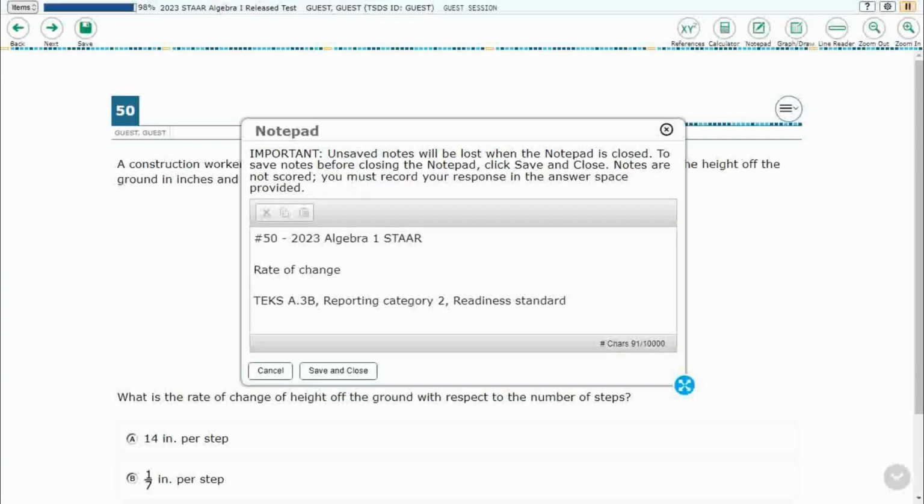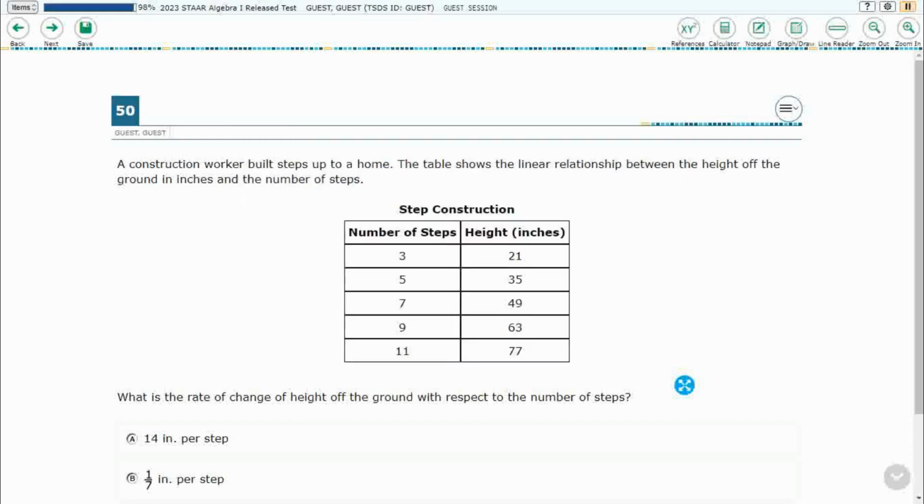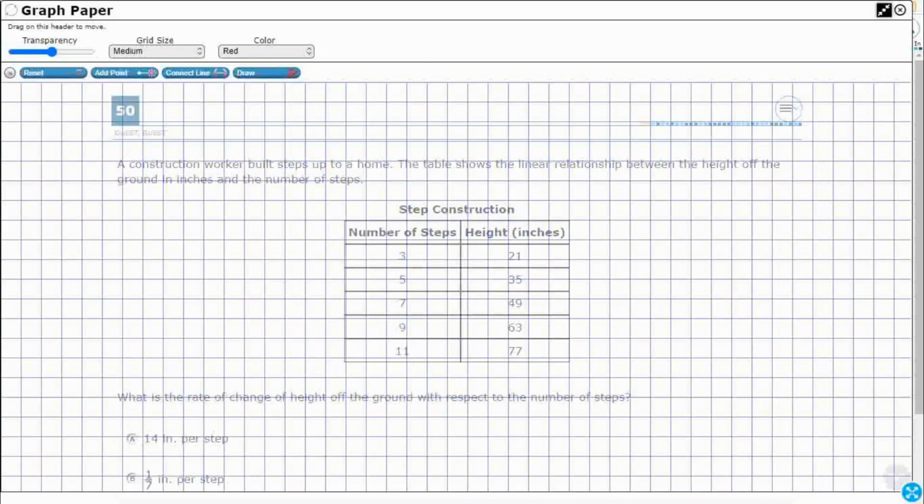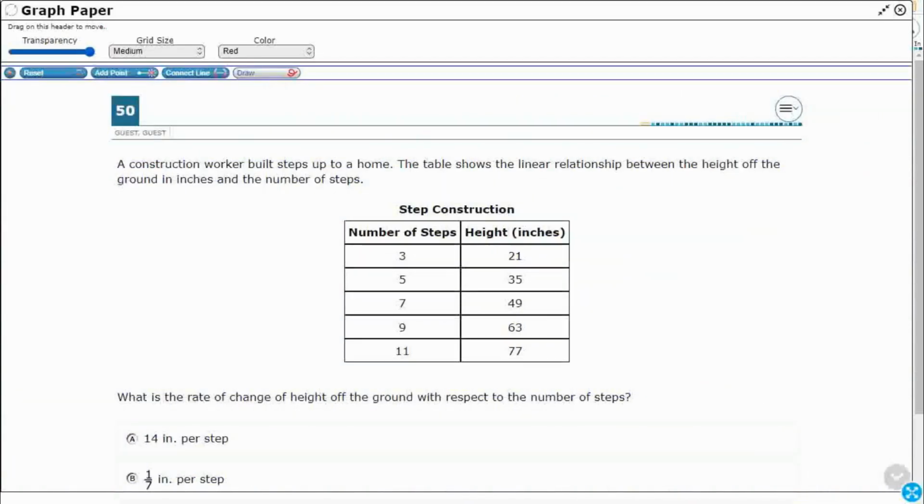We finally made it to the end. This is the last question on the test. Number 50, rate of change. This is a readiness standard in reporting category 2, TEKS 8.3b. So we've got this table here of construction worker building up steps. It's a linear relationship, so that's helpful. So it's going to be a constant rate of change, constant slope.